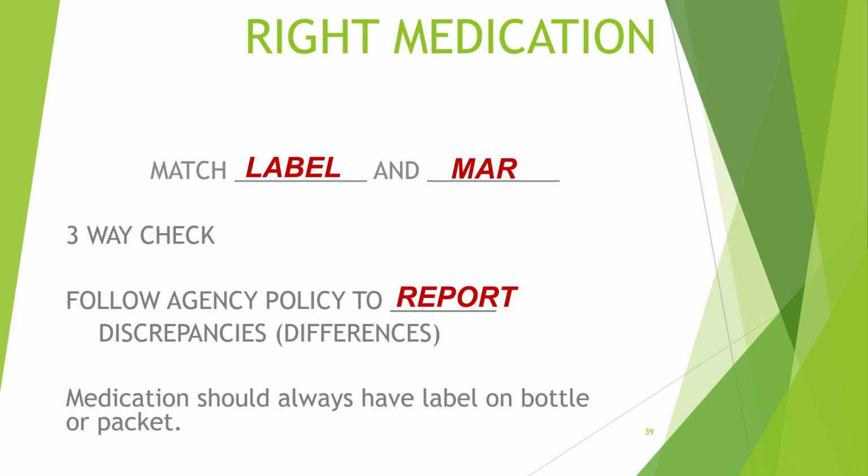Medication should always have a label on the bottle or the blister packet. If there's no label, or the label is ripped, or the label is stained, we need to get a new label.